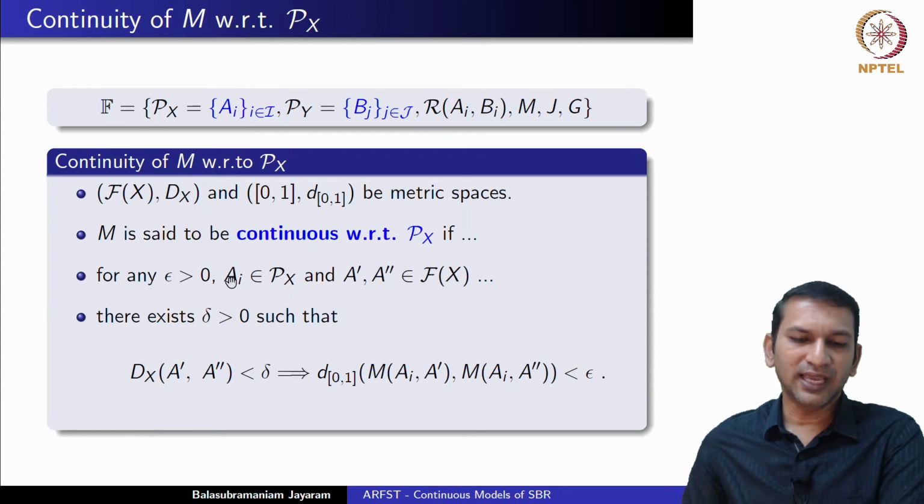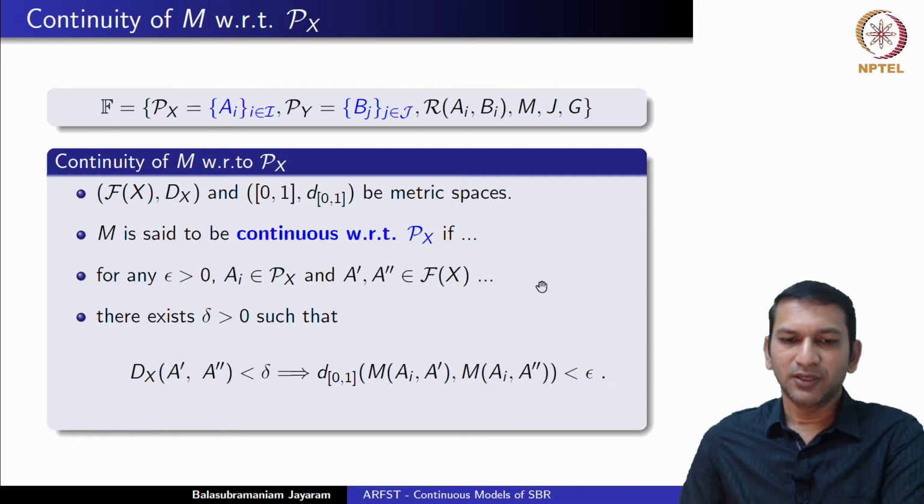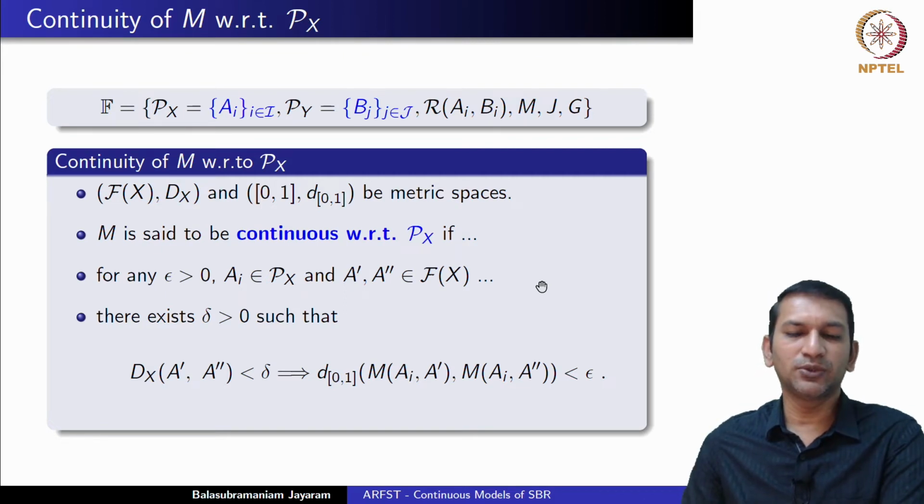Now remember, this Ai is also picked arbitrarily, so we do not specify i separately again. So we pick an epsilon, Ai and two fuzzy sets A', A''. For that we should have a delta such that whenever A' and A'' are delta close, then we know that similarity values to the A that we have picked are also epsilon close. So this is when we say the matching function is continuous with respect to the fuzzy covering that we have considered.